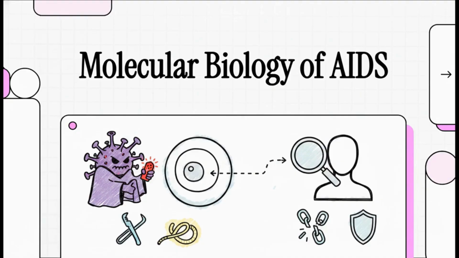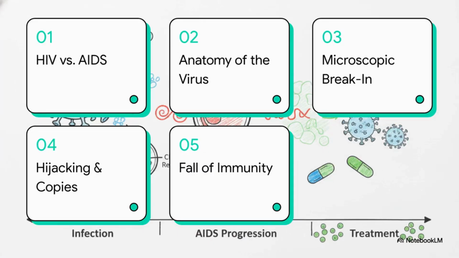So here's the blueprint for our heist. We'll start with HIV versus AIDS, then look at the anatomy of the virus. After that, we'll cover the microscopic break-in, hijacking and making copies, and finally the fall of immunity.